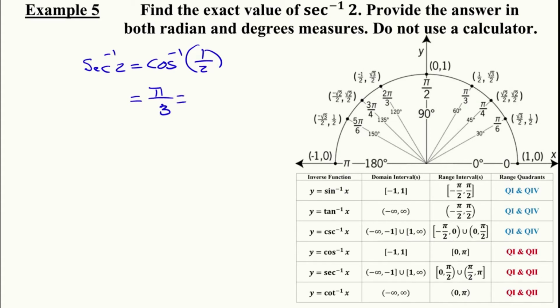I know that I showed you the shortcut of multiplying by 180 over pi, but when there's a pi in the expression you're trying to convert to degrees, there's a quicker method. You can just replace the pi with 180. So we get 180 degrees over 3, because those pi's will always cancel out, right? So 60 degrees. So the answer is basically pi over 3 radians or 60 degrees for the inverse secant of 2.